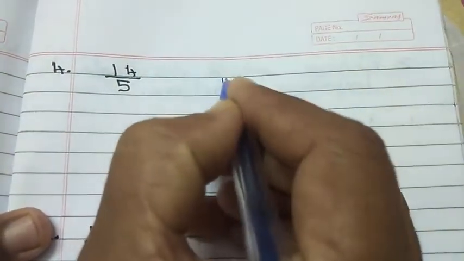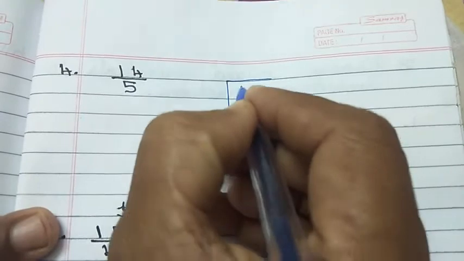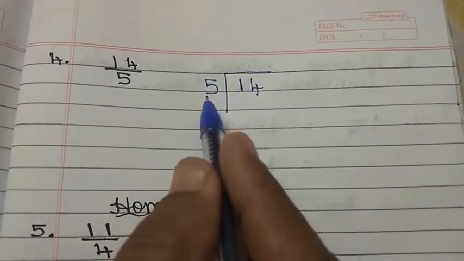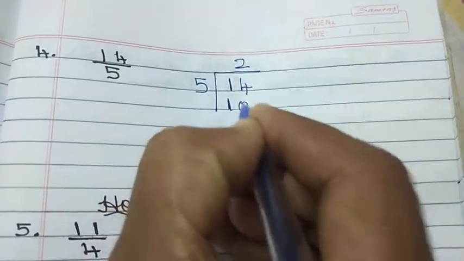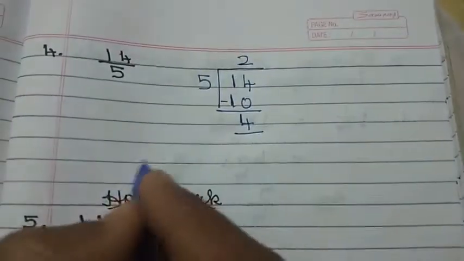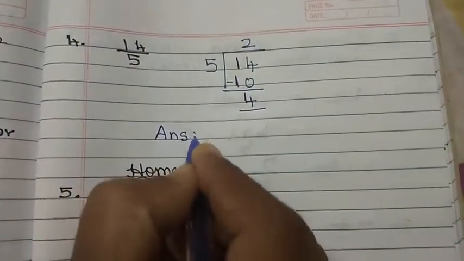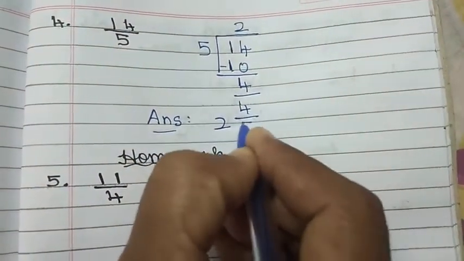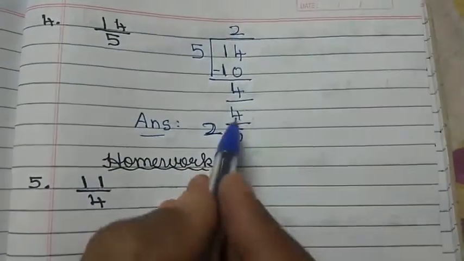And one more sum we will see. 14 by 5. So 14 divided by 5. 14 goes in 5 tables, children? No. So 5 2s are 10. And 14 minus 10, what's the remainder, children? 4. So what's the answer you have to write? 2 4 by 5.